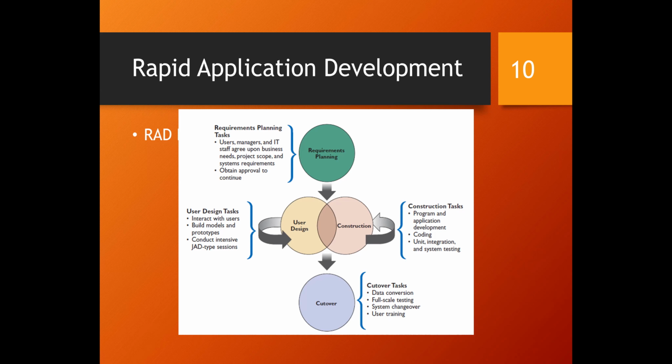The next step is the user design task. In this part, we have to interact with users to build models and prototypes and conduct intensive JAD-type sessions. So in RAD, we also have JAD to join with the users. Then we start the construction task to build the programs and application, do the coding, and do the testing: unit test, integration test, and system test.